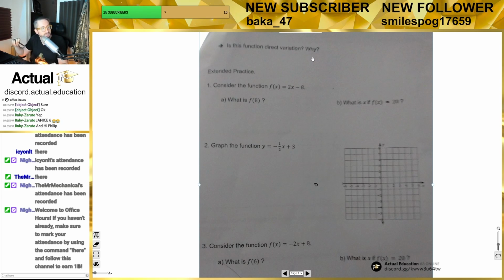You need to remind me on number 2 because I haven't done graphing forever. Okay, good. All right, so Grim, next question here. Graph the function y is equal to negative 1/2 x plus 3.